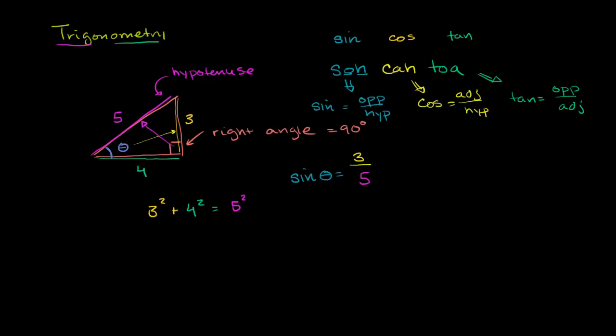So I'll show you that in a second. But let's go through all of the trig functions. Let's think about what the cosine of theta is. Cosine is adjacent over hypotenuse.